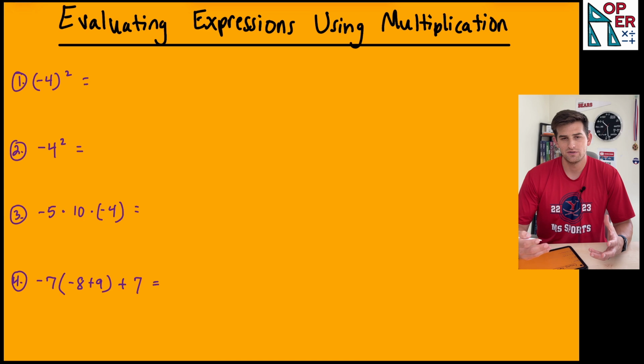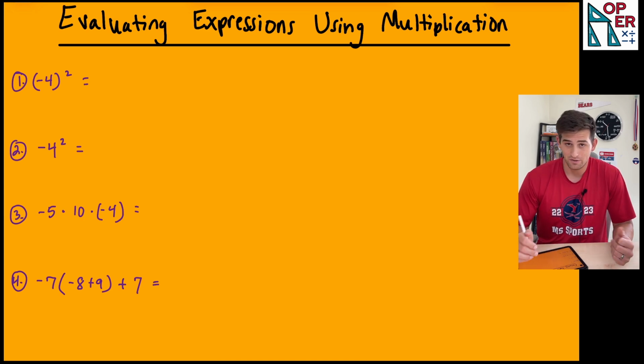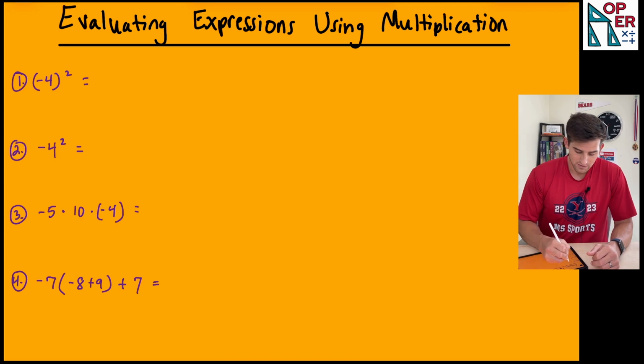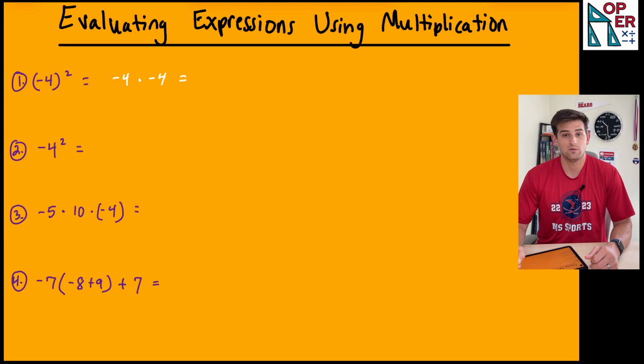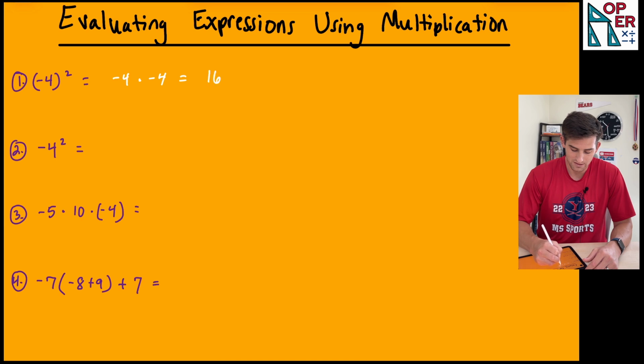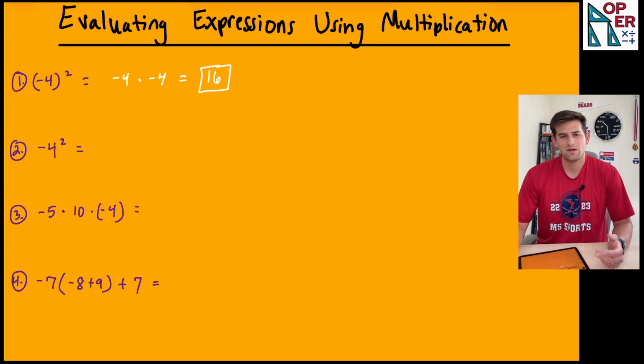Well, what does that exponent of a 2 mean? It means we have 2 factors of the number that is our base number. In that case, that would be -4. So this would be -4 times -4. Okay, now we're multiplying 2 negatives. It's the same sign, so we're going to end up with a positive answer, and 4 times 4 would be 16.